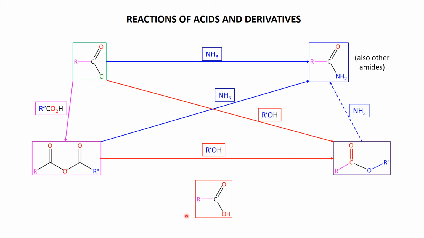Now, of course, I've left the poor little acid all by itself down here. We can turn acid chlorides into acids with water. We don't want to. As I said, we want to avoid it. We can turn acid anhydrides into acids with water. We don't want to do that either. We want to avoid the hydrolysis of this. So what can we do with carboxylic acids?